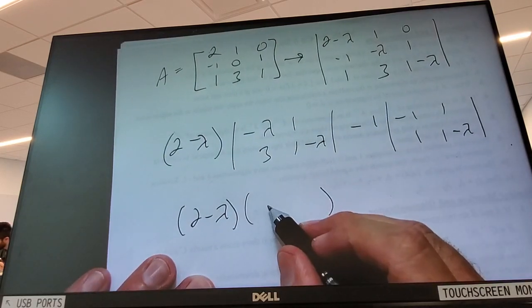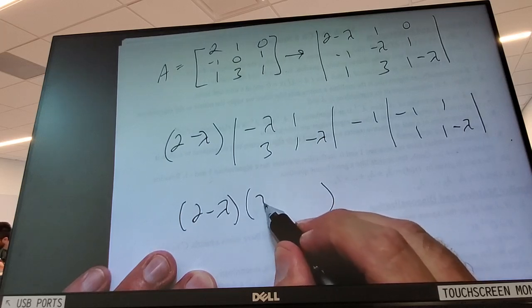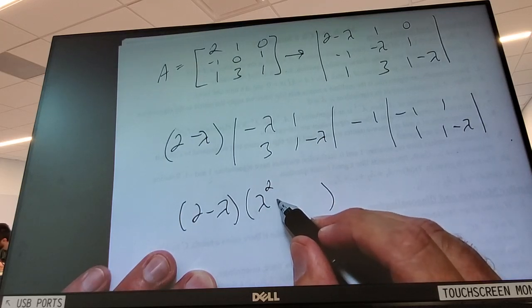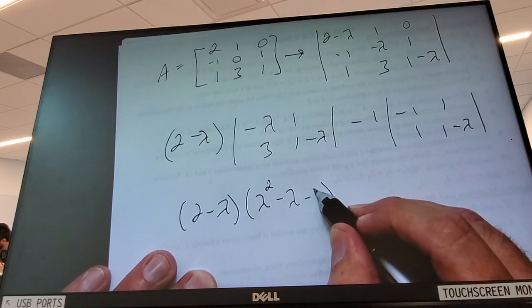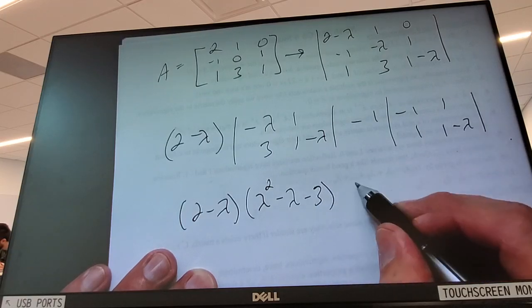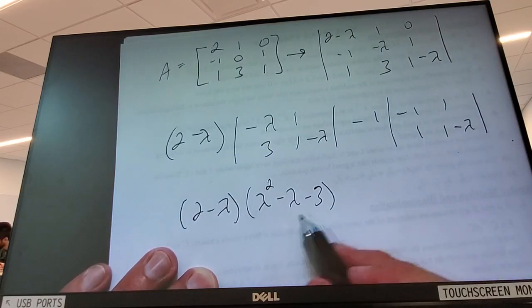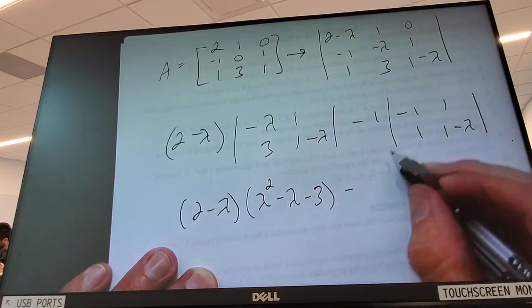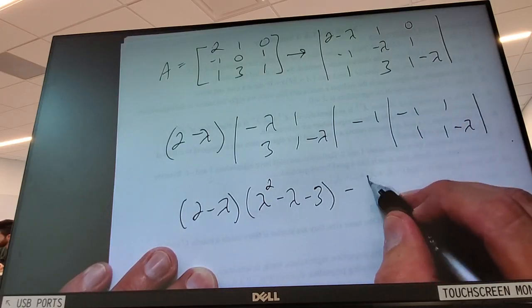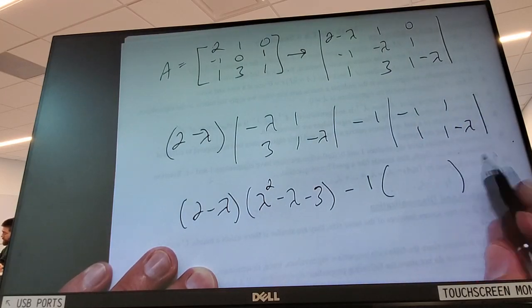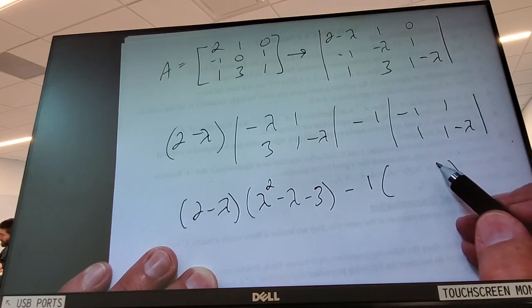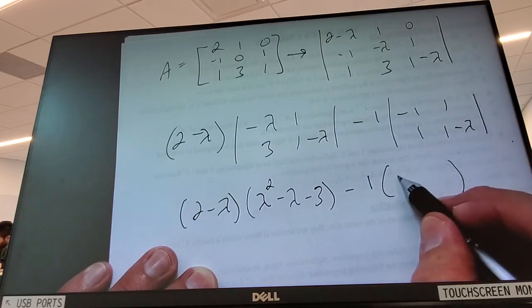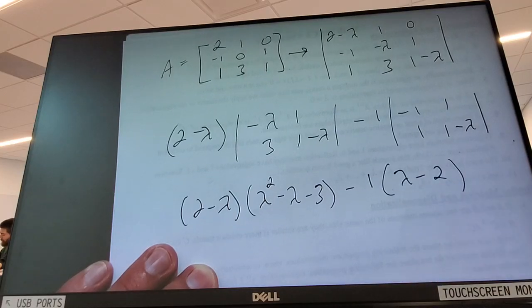So I'm going to put what I got. Did anyone get it? Lambda squared minus lambda minus 3. Yeah, that looks gross. Is that factorable? I'm okay about it though, because I'm not done yet. So I get minus 1 times, this one comes out nice, lambda minus 2. I love it.